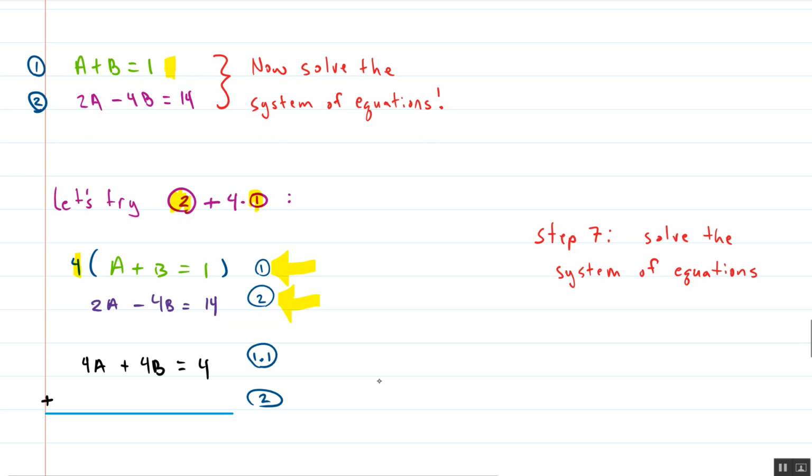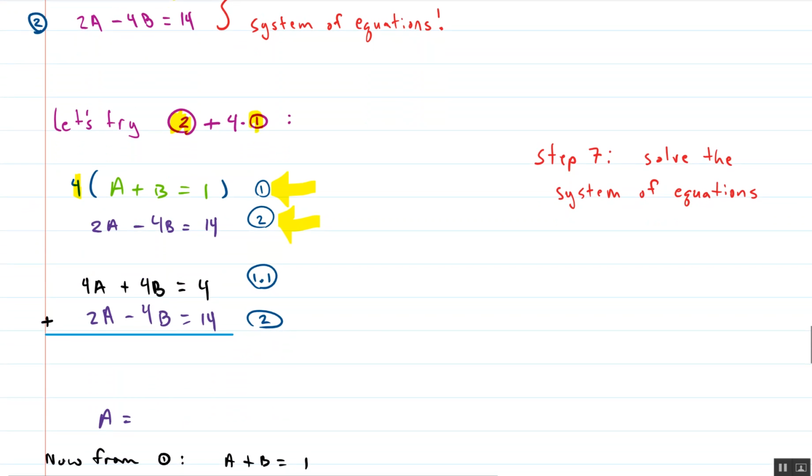We'll do 2 in purple because that's what it was already. 2a minus 4b equals 14. Then when we add these two together, we get 6a, and the b's cancel, and we get 18.